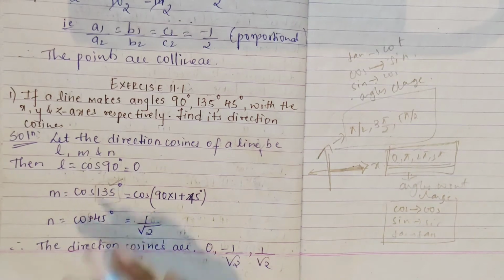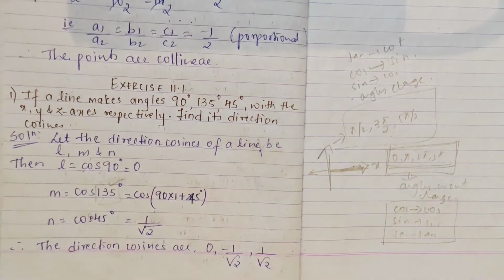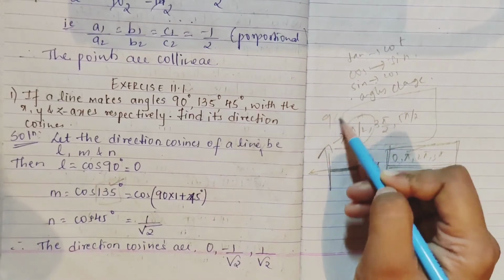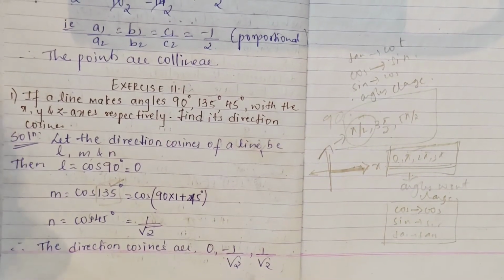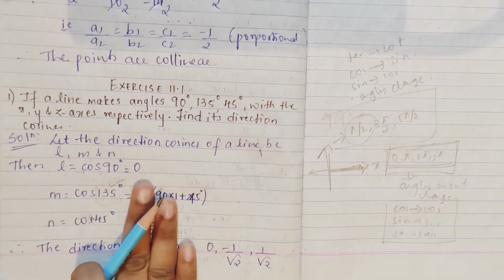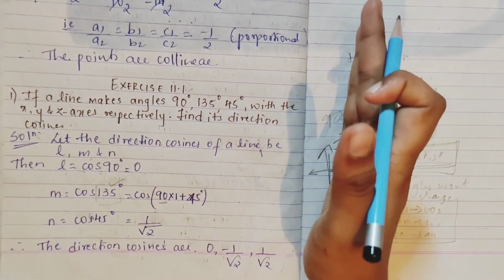If you have a big angle, then divide it by 180. Pi means 180, right? And pi by 2 means 90. After that, check. Now you have 90 degrees, right? So 90 degrees means, remember, it will be the y-axis.